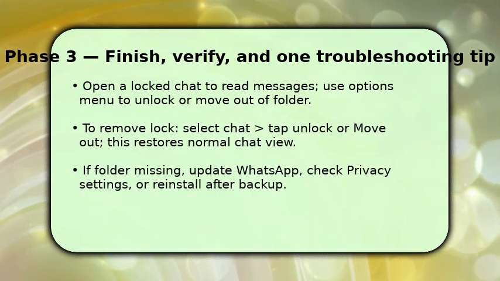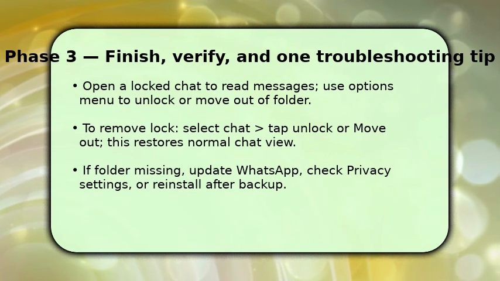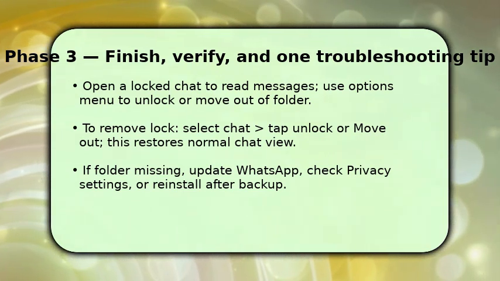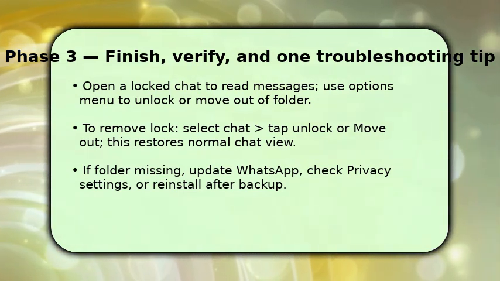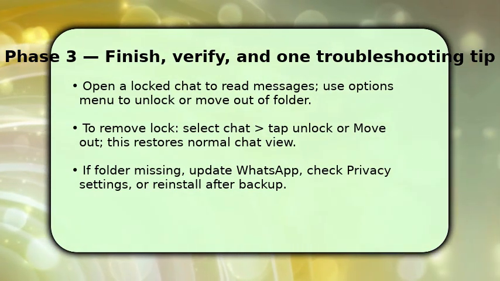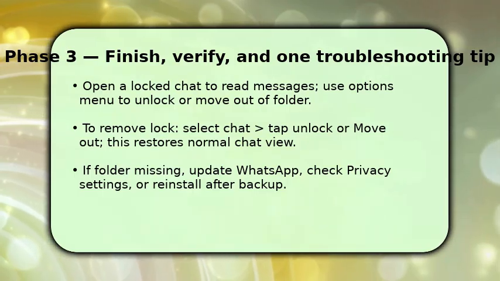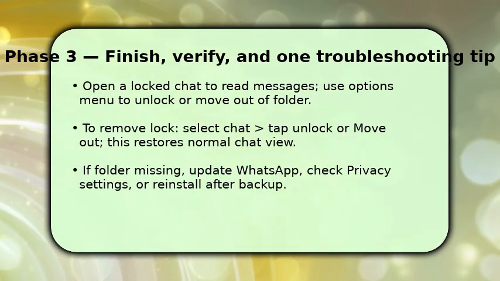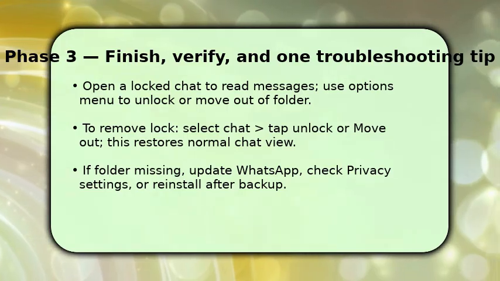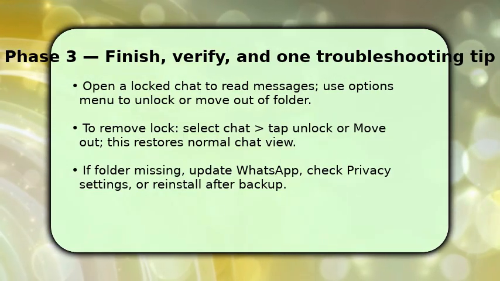To finish, tap a locked conversation to open it. You can read messages normally after authentication. If you need the chat back in the main list, open the chat, tap the chat menu, and choose Unlock or Move out of locked chats. This returns it to the regular Chats tab. Make sure to back up before drastic steps.